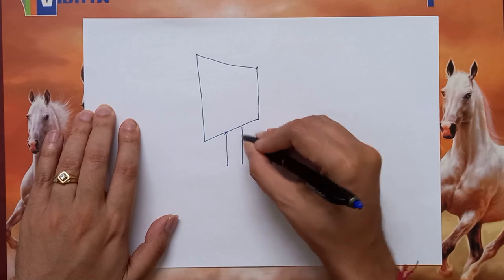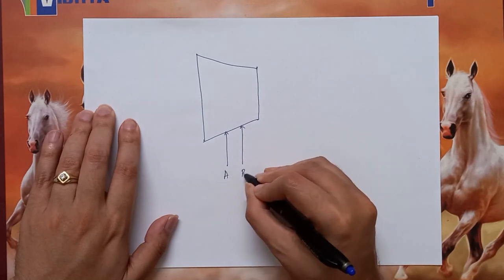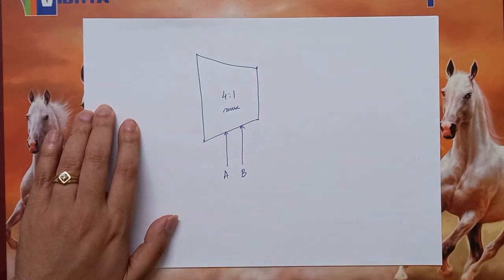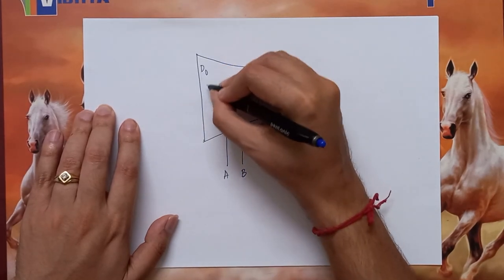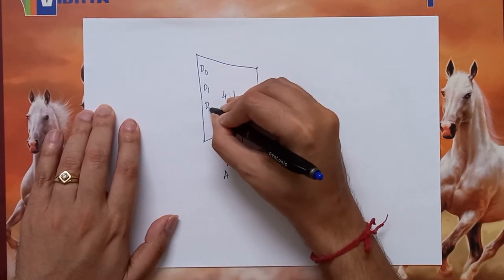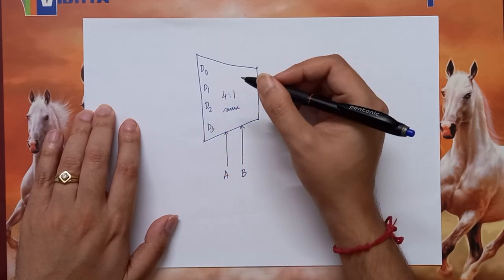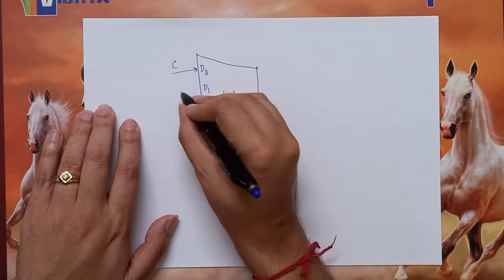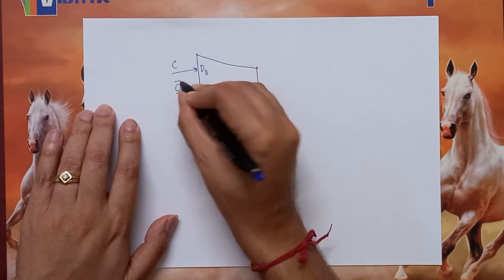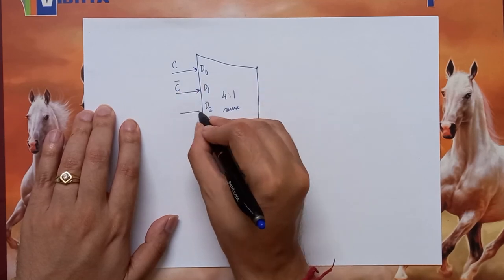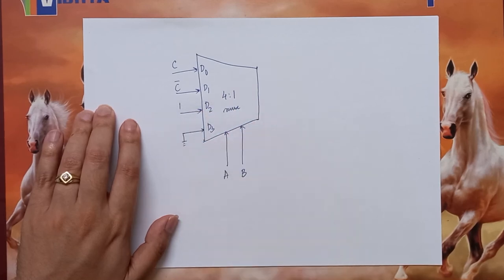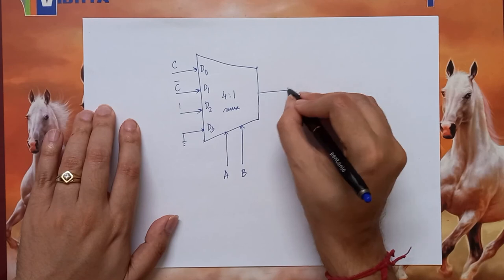There are two select inputs, A and B. For a 4 to 1 mux, there are four data inputs, D0, D1, D2, and D3. So for D0, the input is C. For D1, the input is C bar. For D2, the input is 1, and D3, the input is 0, which means it is ground. And this is Y.